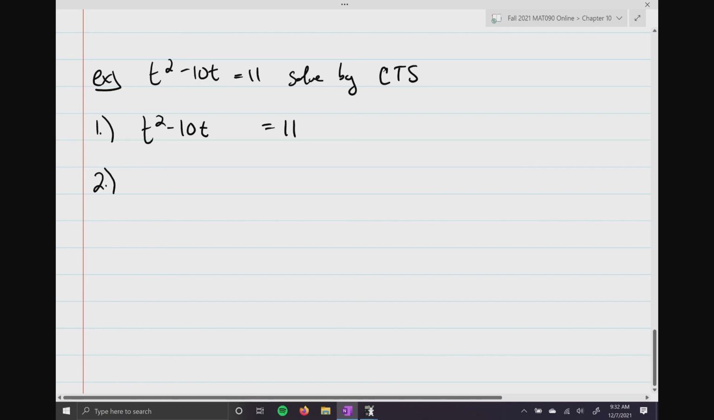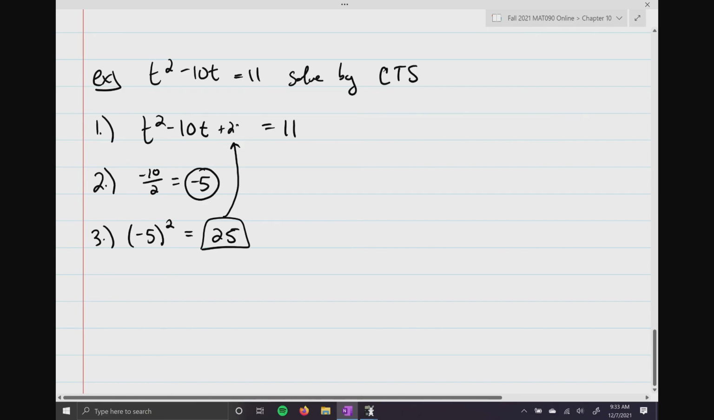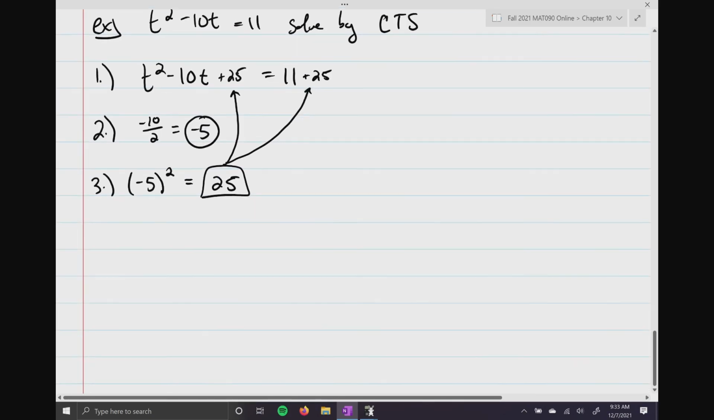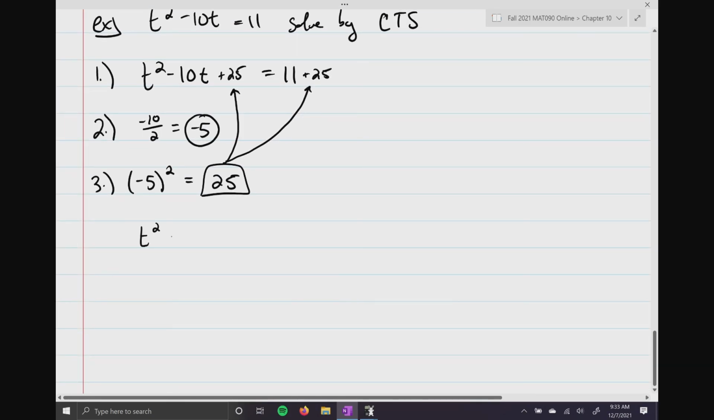Step 2, we're going to take negative 10 and divide it by 2. That gives us negative 5. Circle it. Step 3, put negative 5 in parentheses and raise it to the second power. And that's going to be 25. So I'm going to add 25 to both sides. Okay? So that's going to give me t to the second minus 10t plus 25 equals 11 plus 25, I think, is 36.